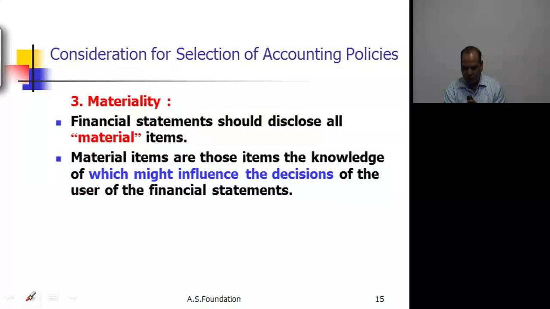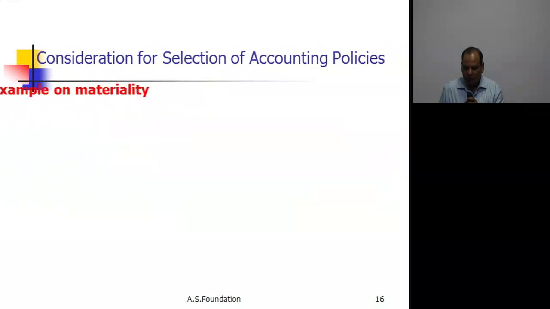What is material and what is not material is a little subjective concept. Because what is important for one enterprise may not be important for another enterprise. What may be important for one user may not be important for another user. Therefore, companies while choosing accounting policies have to be very careful. They should try from their side that all important information are disclosed in the financial statement. At the same time, they should not overburden the users with too much of details also.